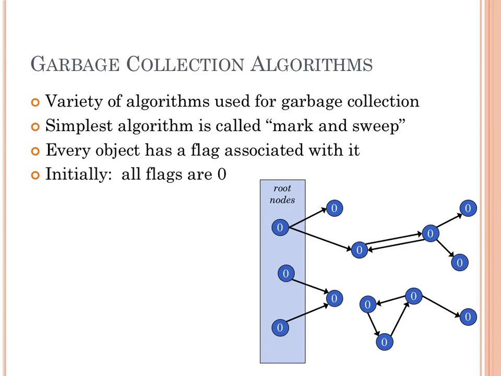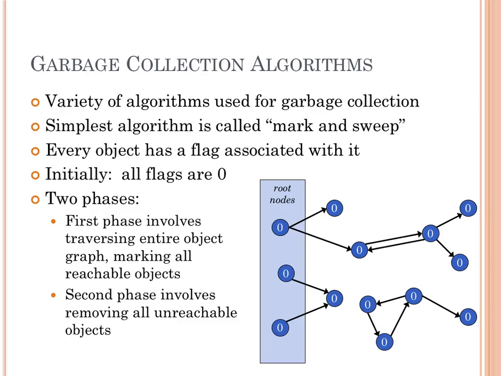And so it goes through. Initially, all the little flags associated with every object are 0. Okay? And so it has 2 phases. I bet you can't guess what they're called. The mark phase and the sweep phase. So the first phase is to go through and mark every reachable object. Once that phase is done, then it goes through a second phase, which is to look at every object and see which ones were not reached and free them because they're garbage.